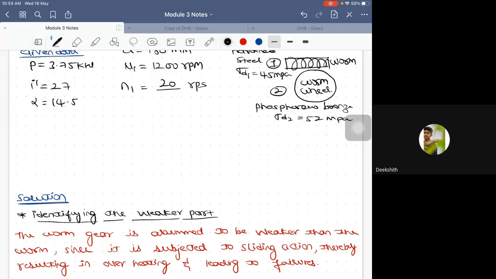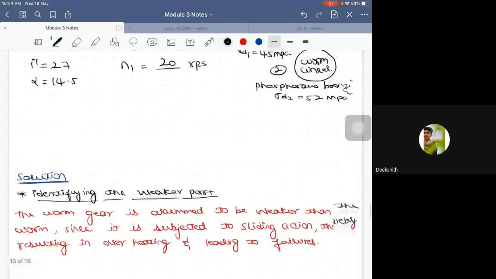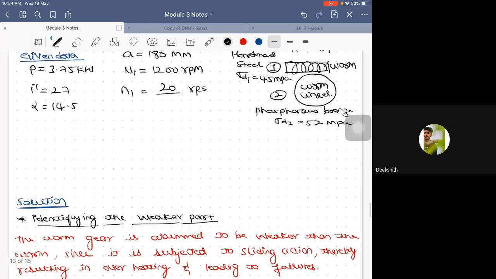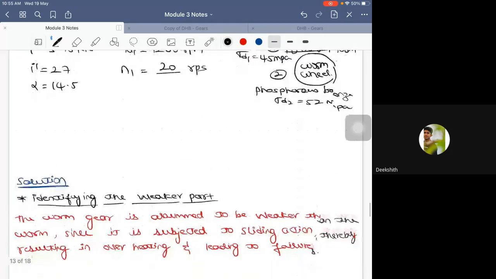If you just look at a worm and a worm wheel, what does he think? Worm would be most affected rather than the worm wheel. Yes or no? Just raise your hands. Worm will be most affected rather than the worm wheel. How many of you felt so? Right? Correct? But it is not the case. What happens is the worm wheel will be subjected to more stress as compared to the worm. So that's why we will be designing the entire gear system treating the worm wheel as the weaker part.